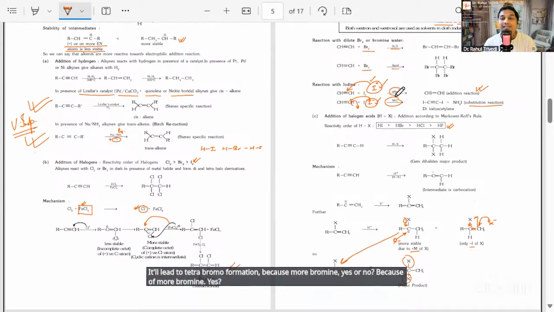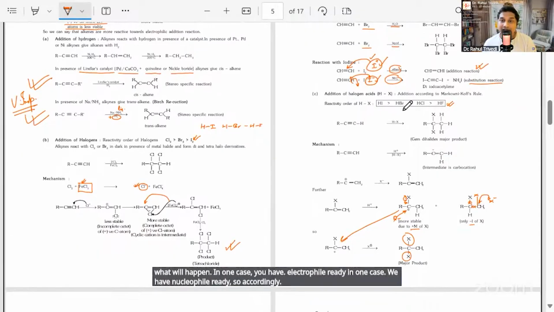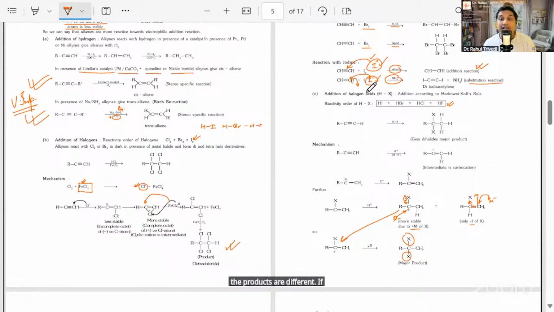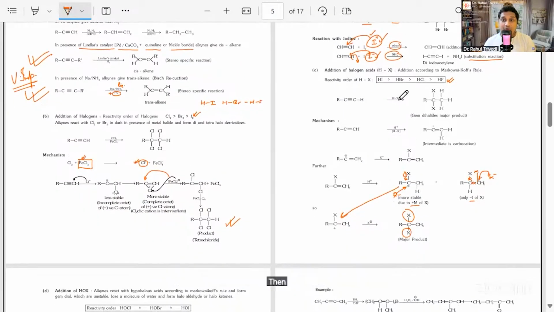Yes. And then we saw iodine being added. If it is iodine with ethanol or iodine with ammonia, what will happen? In one case you have electrophile ready, in one case you have nucleophile ready. So accordingly, the products are different. If it is electrophile, addition will happen. If it is nucleophile, substitution will happen. That we saw, correct? Then addition of, I hope you guys also keep flipping your pages. Go with your pages, good?